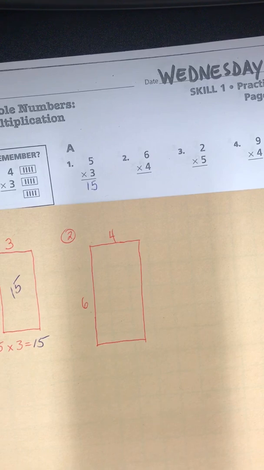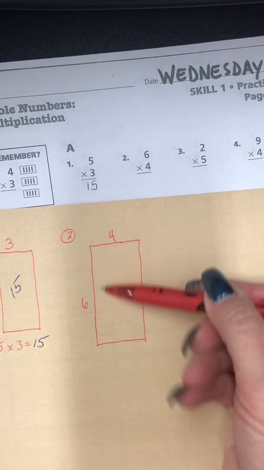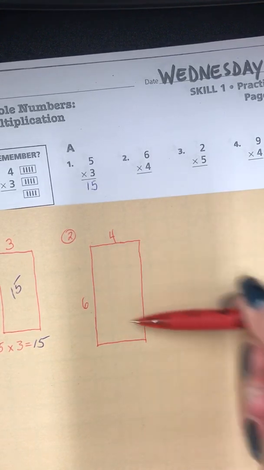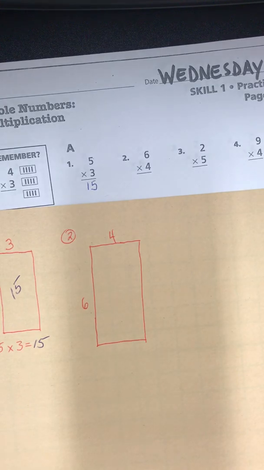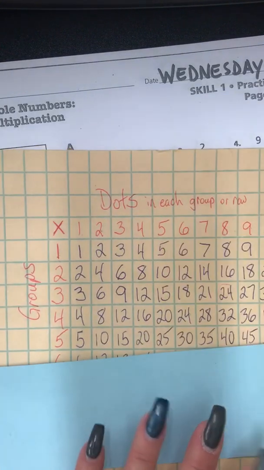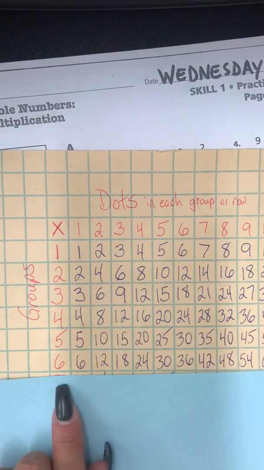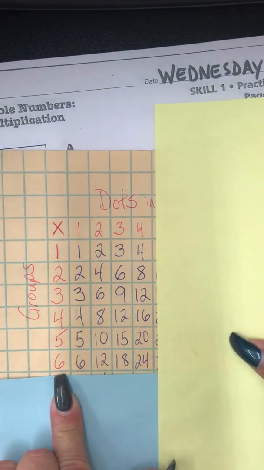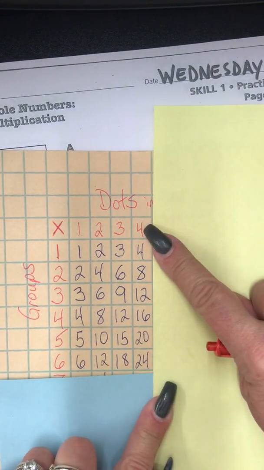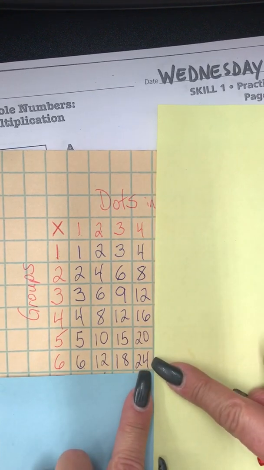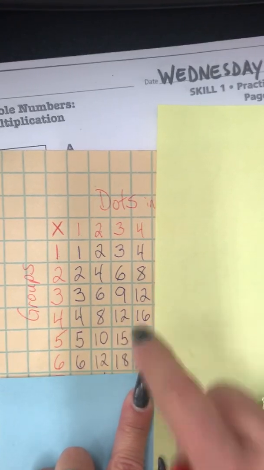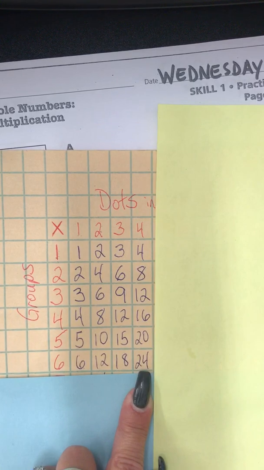So now do we know what 6 times 4 is? How many squares would it take to fill this area if we had 6 rows with 4 in each row? So if we have 6 rows, good, with 4 in each row, 24. Now you can see why, if you have your multiplication facts memorized, that's great.